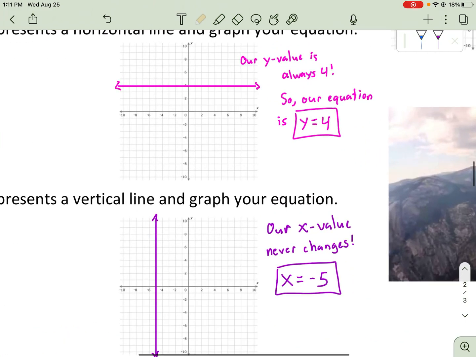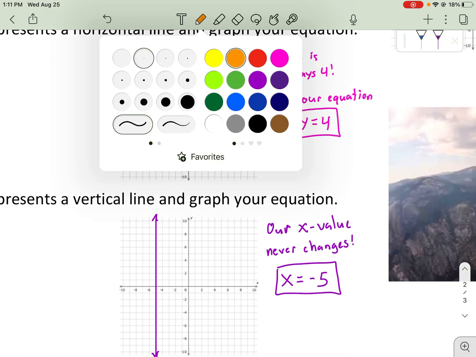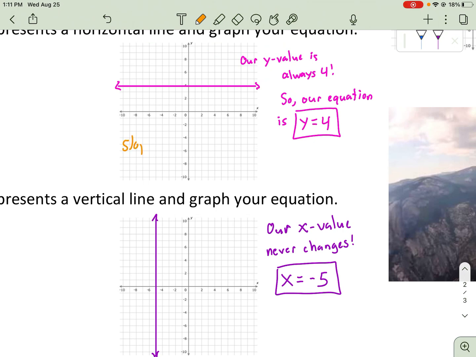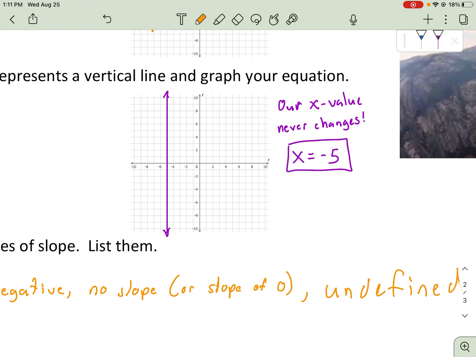Okay, so this is a slope of 0 for a horizontal line, and this is an undefined slope for a vertical line. So that's just something you need to know.